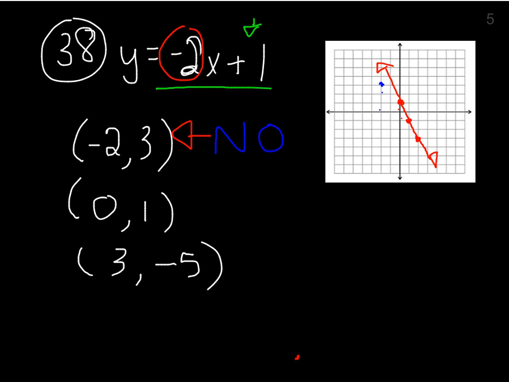0, 1 means we don't go left or right, we just go straight up to right there, and that's obviously a point because it's right there on the y-intercept, so that's yes. And then 3, negative 5 would go 1, 2, 3, 1, 2, 3, 4, 5. And my line looks pretty straight, so I do think that is on the line. If we look at this point and we do the slope again, down 2 over 1, you can see that that is a point. So that's a yes as well.